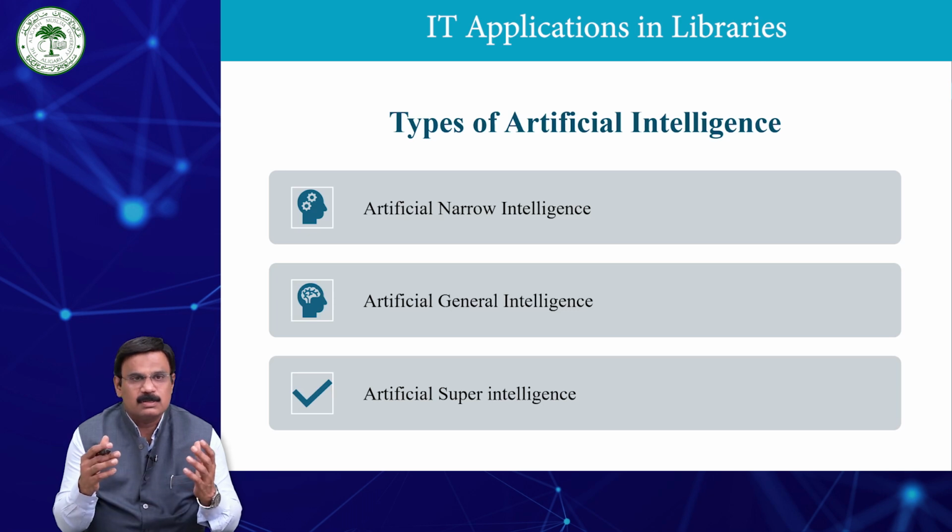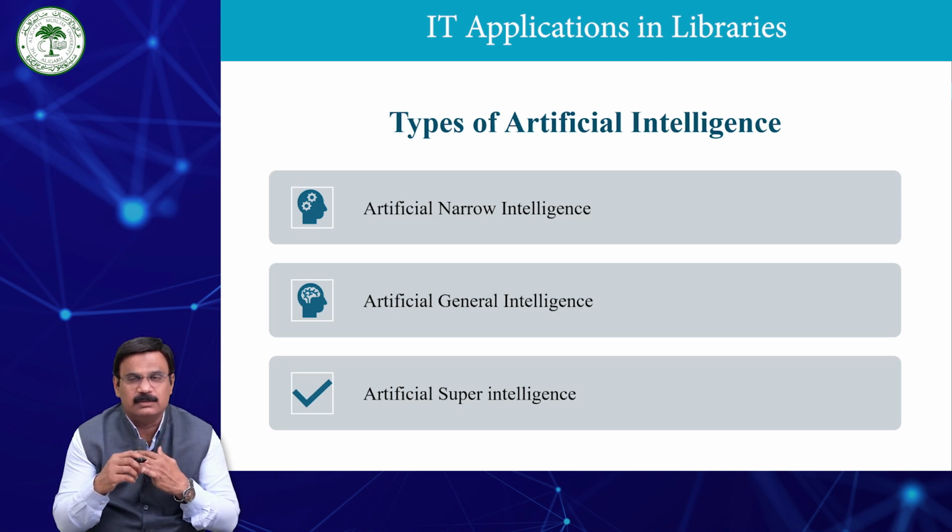Students, now let us discuss the different types of artificial intelligence. There are three types of artificial intelligence. One is artificial narrow intelligence, another is artificial general intelligence, and the third one is artificial super intelligence. Let us discuss one by one.